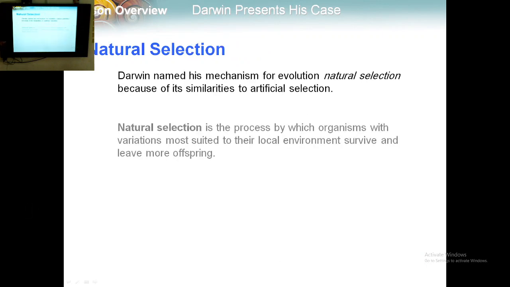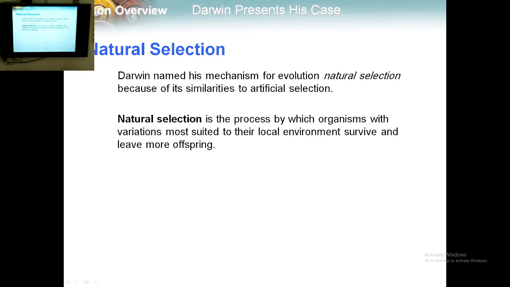Natural selection is the second part of our lesson. What we mean by natural selection is the process by which organisms with the variations most suited to their local environment survive and leave more offspring.